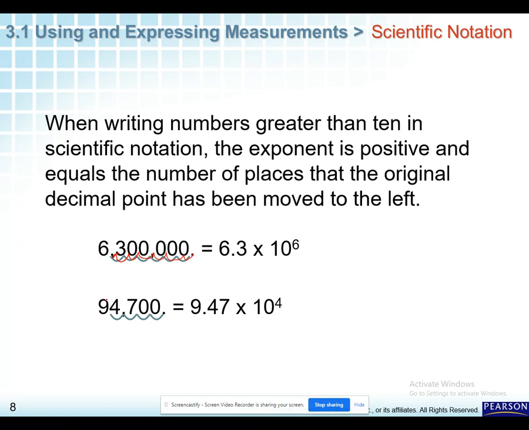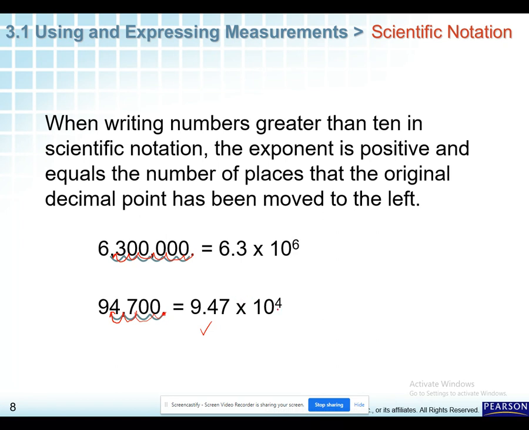Another example right here is 94,700. So your decimal is at the end of the number. I have to get a number between 1 and 10, so I have to move it 1, 2. If I only move it here, my number is 947. So I have to keep going. If I move it here, my number is only 94. So I have to move it one more time, and that gets me 9.47. That number is less than 10 and is greater than 1, so it is good.